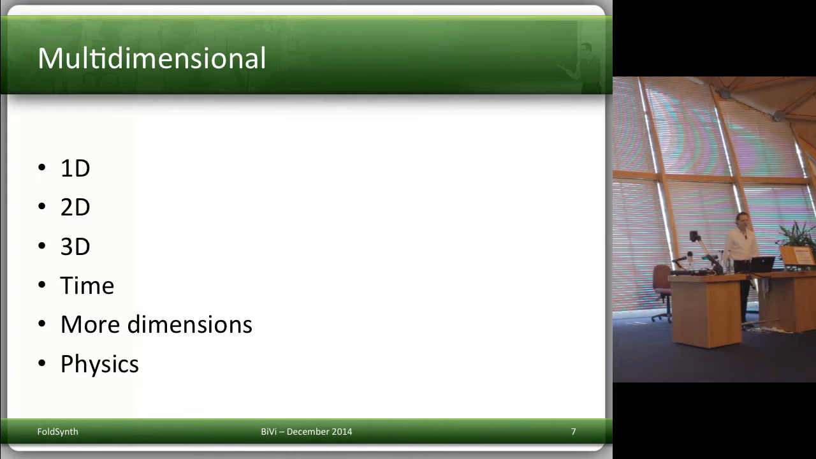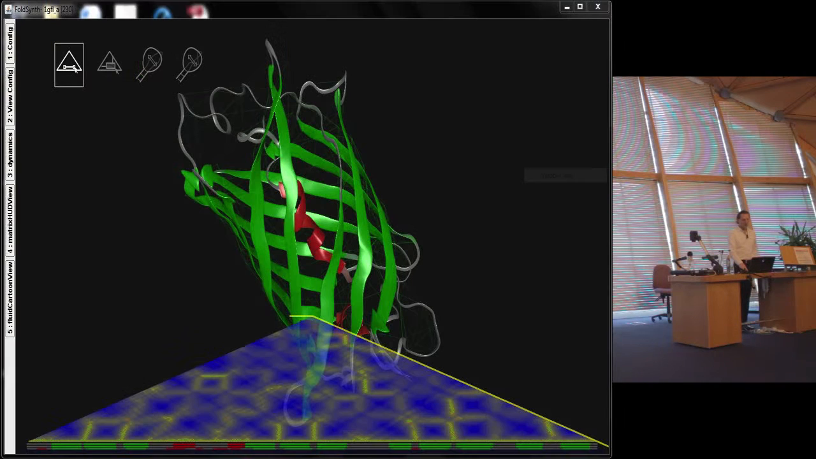So one of the developments in recent years, especially in the area of computer game technology, is what's called physics. Usually in the case of games, this is how to optimize Newtonian-like physics, so things like collision detection in real time. The current FoldSynth interface looks more or less like this, and you'll see a little more shortly about it.